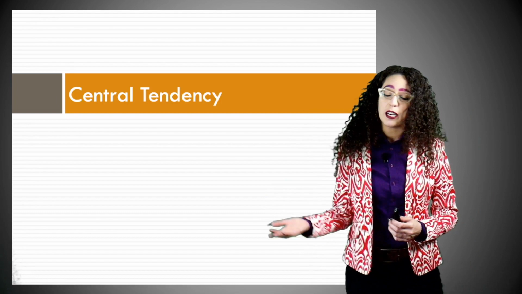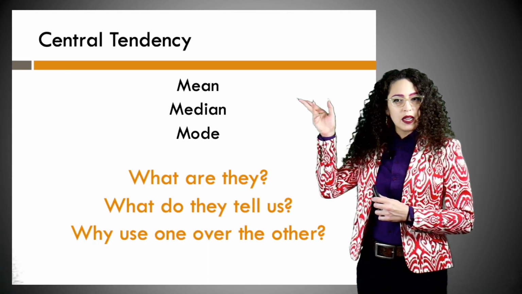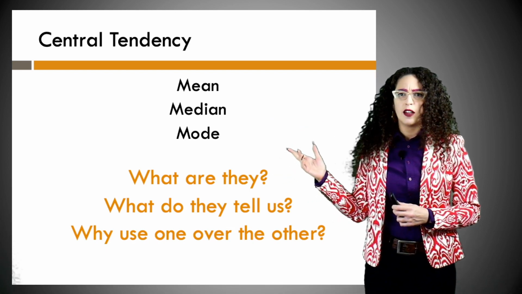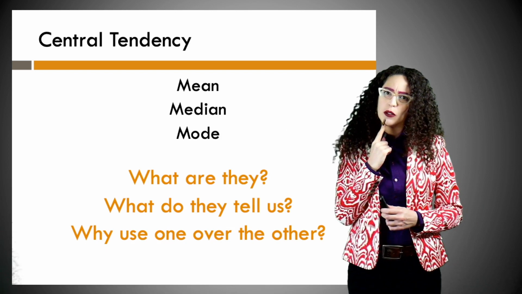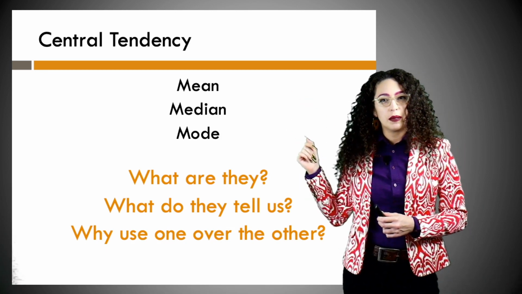First up, we're going to talk about some measures of central tendency. The mean, the median, and the mode. What are they? What do they tell us? And why would we use one over the other? Surely you're familiar with at least the mean, but let's look into them.